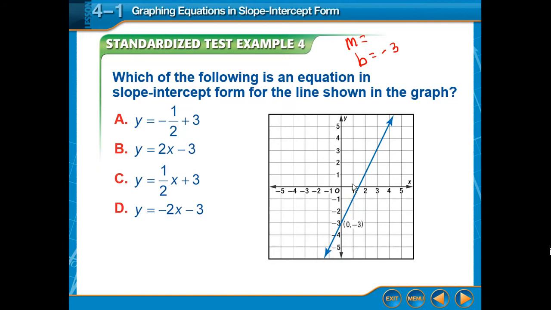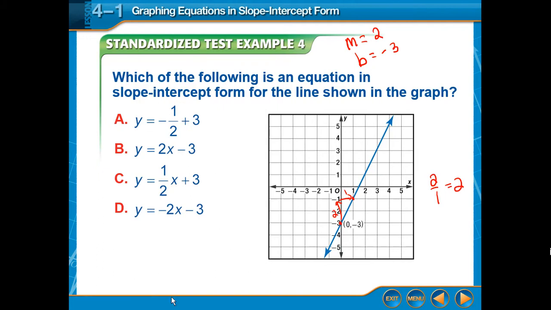And then I need the slope. So if I have this point here, I'm going to look to see if there's another point on the graph where it touches super nicely. And this looks pretty good here. From there, it goes up 2 and forward 1. So change in y over change in x, right? It goes 2 over 1, which is just 2. So that means my slope is 2.